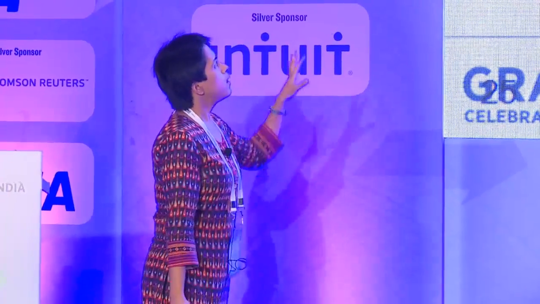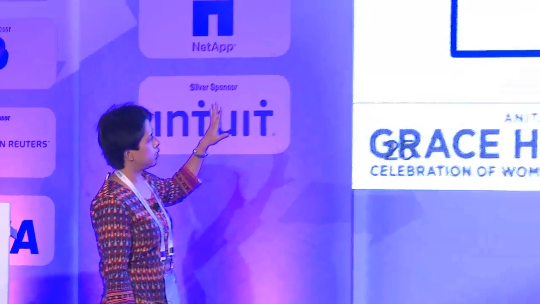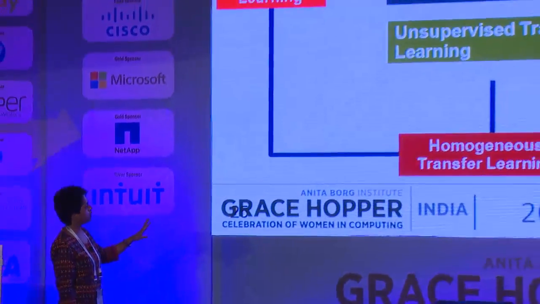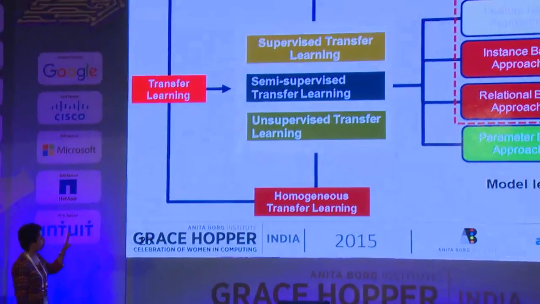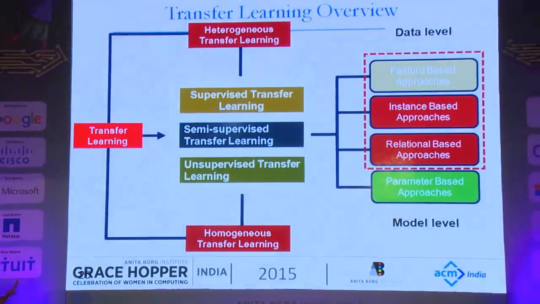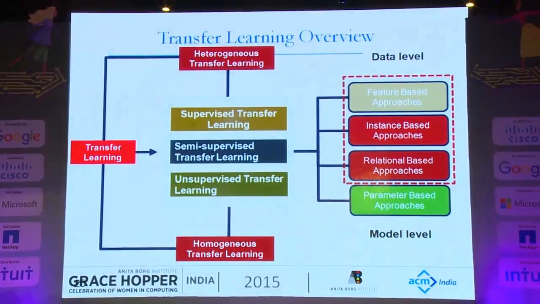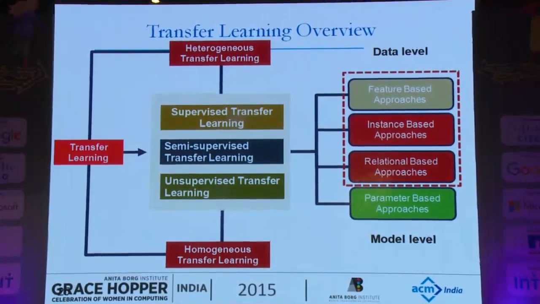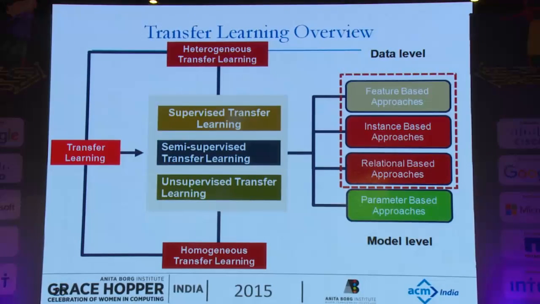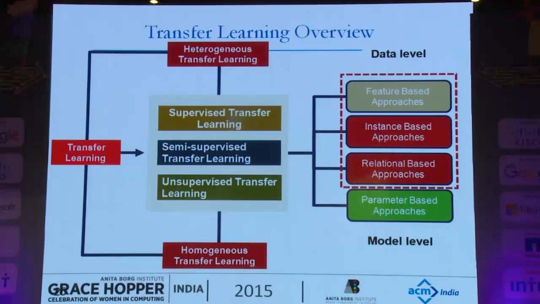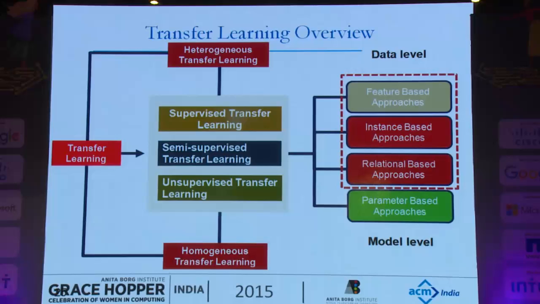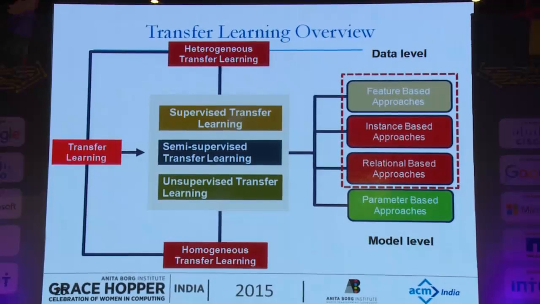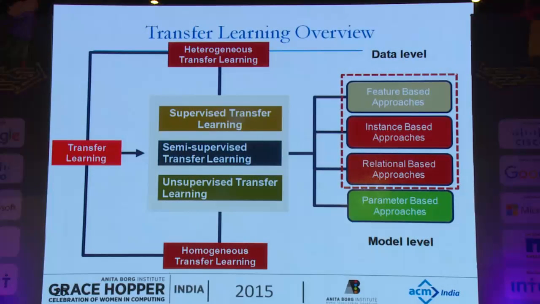So from transfer learning, we can actually go in two directions. First one is homogeneous transfer learning, and the other one is the heterogeneous part. The homogeneous part is that whenever, suppose we have some task in English language and we want to adapt to some other task in English language only.